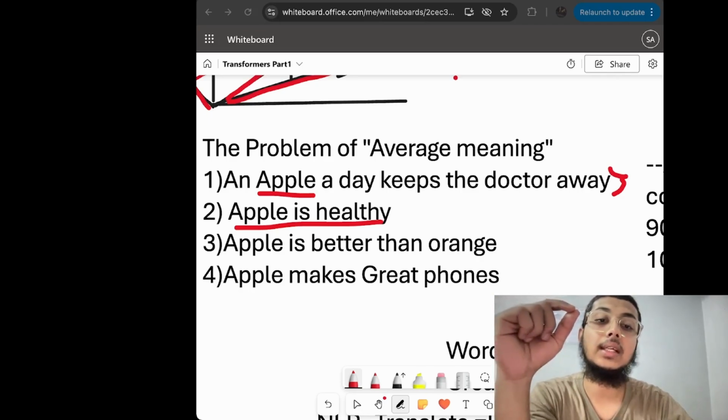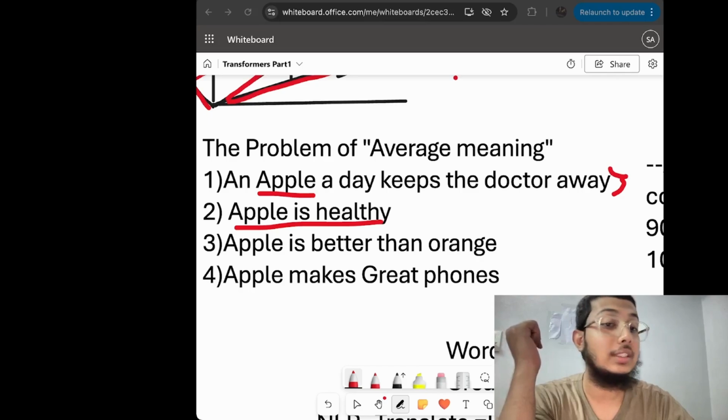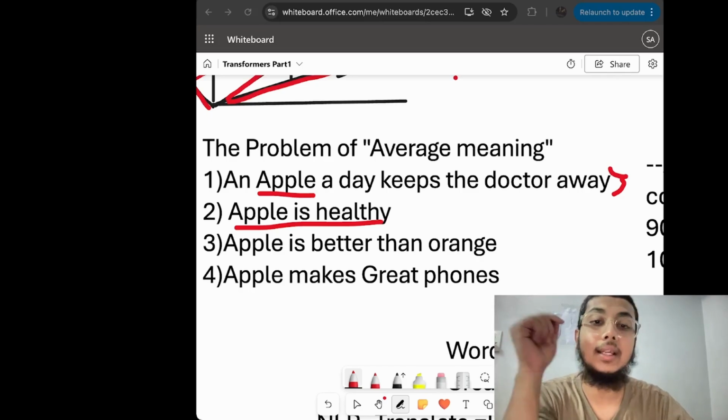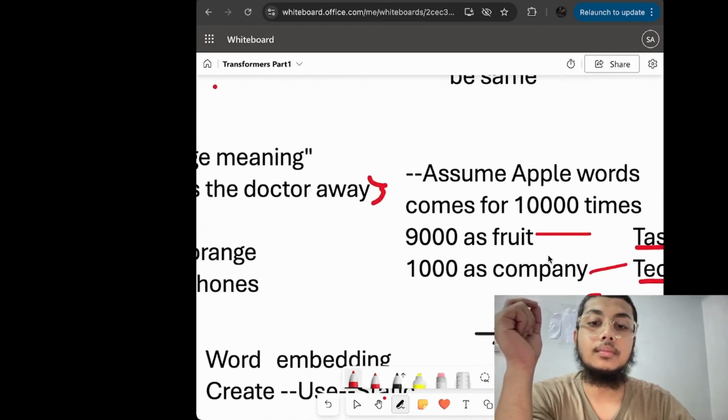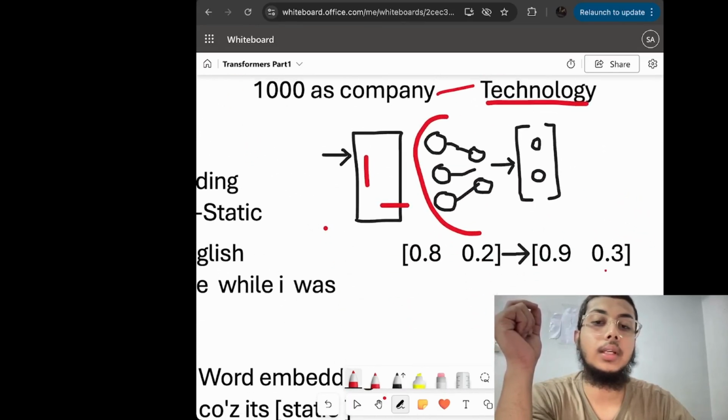The fourth sentence is "Apple makes great phones." So this is a different context, right? Reading this sentence, it seems as if we are talking about Apple as a technology. So the weight of this component will increase a little here. So it will get increased here.